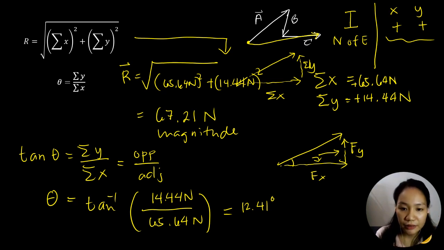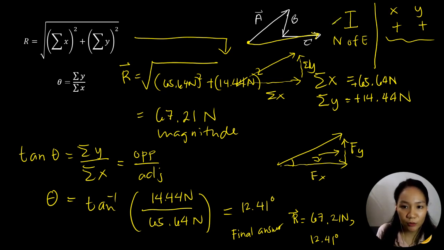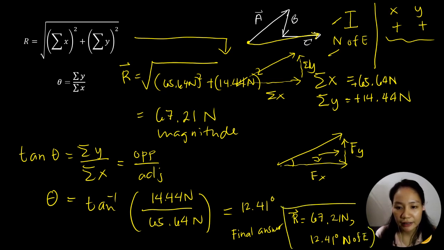Now finally, you can write your final answer in vector form. Our resultant vector is 67.21 newtons, comma, 12.41 degrees. Since the sum of x and y components are both positive, it means it is in the first quadrant, and the direction is north of east. And this is our final answer.